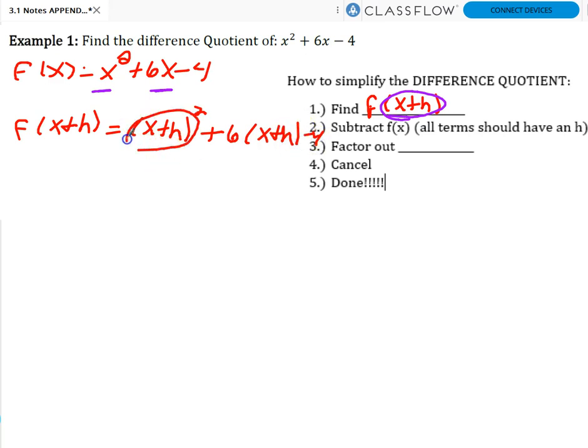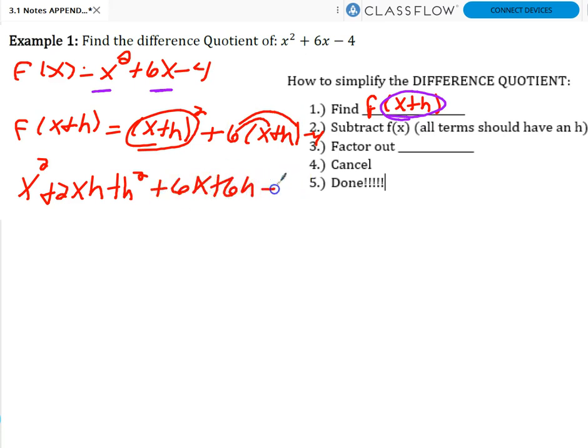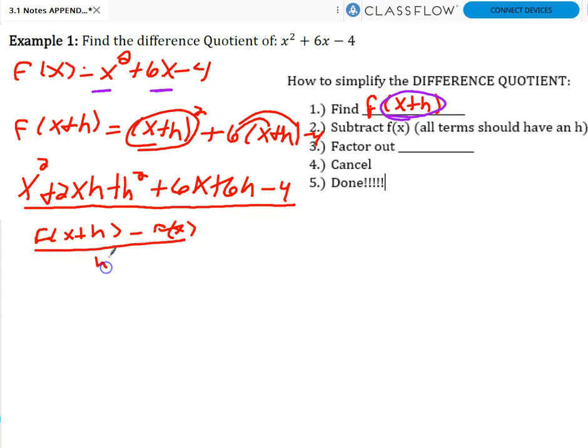Okay, so now we're going to simplify (x plus h) times (x plus h), and when we do that, we get x squared plus 2xh plus h squared. We are going to distribute the 6, so we get 6x plus 6h, and then we have this minus 4. All right, so now we're going to set up and use our difference quotient, which is f of x plus h, which we just found, that's this whole piece right here, minus f of x, all over h.